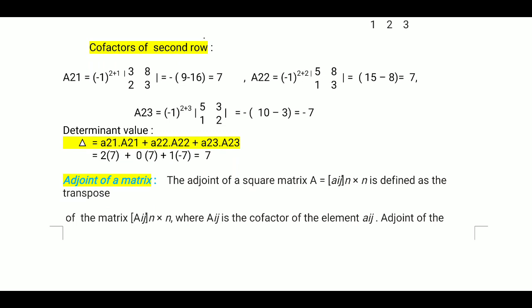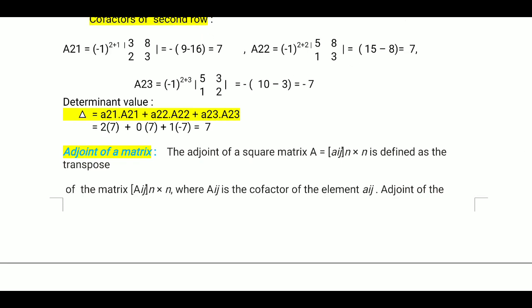Thus we can calculate the determinant value along any row and any column. Taking an element and its cofactor and multiplying them, plus another element and its cofactor, plus another element into its cofactor, and summing all in a complete row or complete column, you get the value of the determinant.